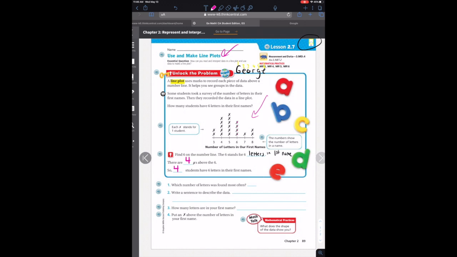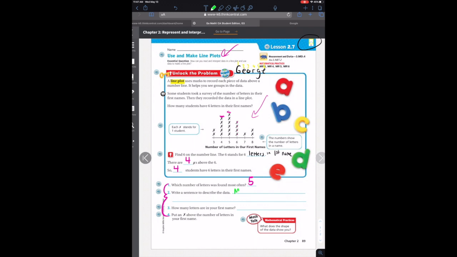Now let's try to answer these questions here. Which number of letters was found most often? If I look here, I see that the 5 goes all the way up to here, and the next closest is 4. So which number of letters was found most often? 5 letters. Now, write a sentence to describe the data. It looks like most students that were surveyed have either 5, 4, or 6 letters in their first name.